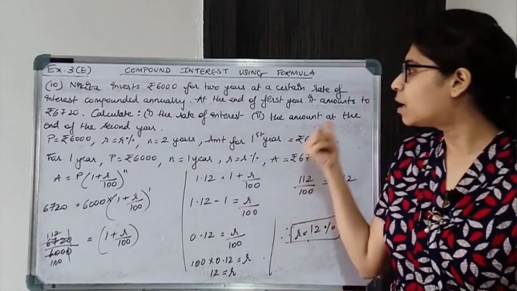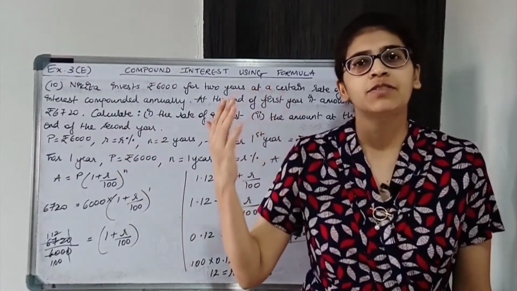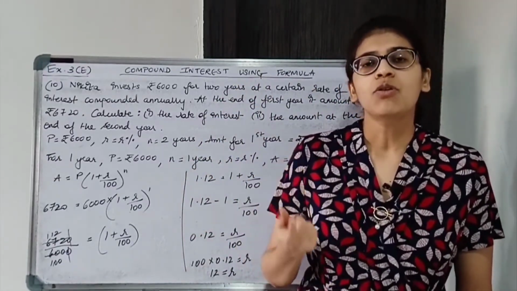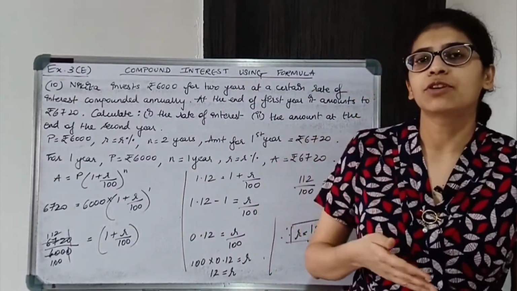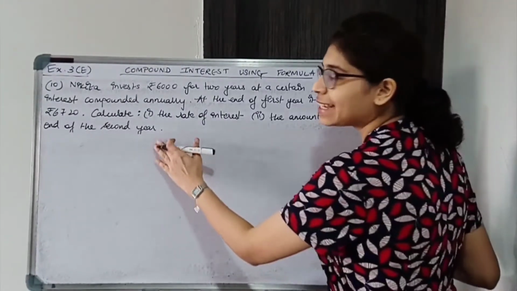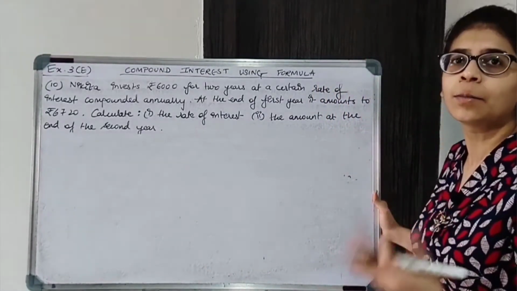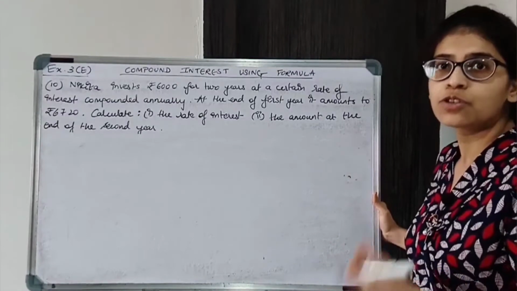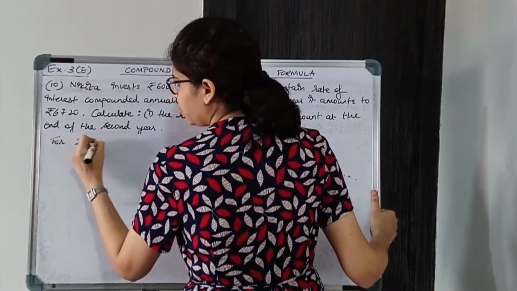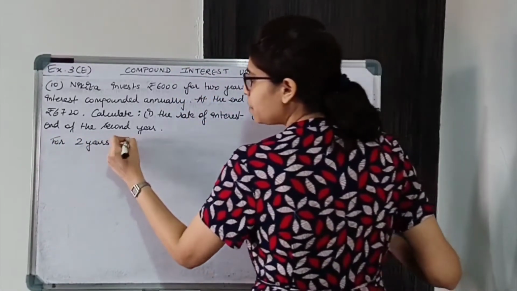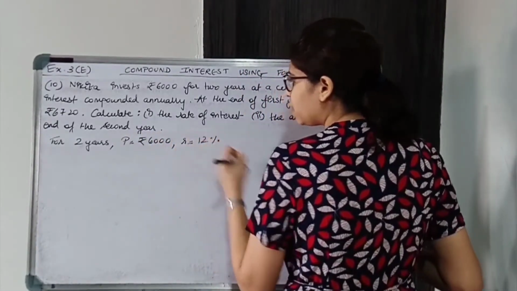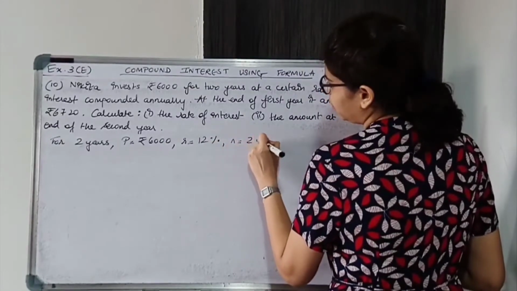Now let us find the amount at the end of the second year. Amount at the end of the second year is nothing but amount for second year or amount for 2 years. So now we know the principal, rate of interest, number of years will be 2. Let us calculate the amount. So for 2 years, what will be the amount? Let us see. For 2 years, principal is 6,000. Rate of interest we just found, 12%. N will be 2 years.